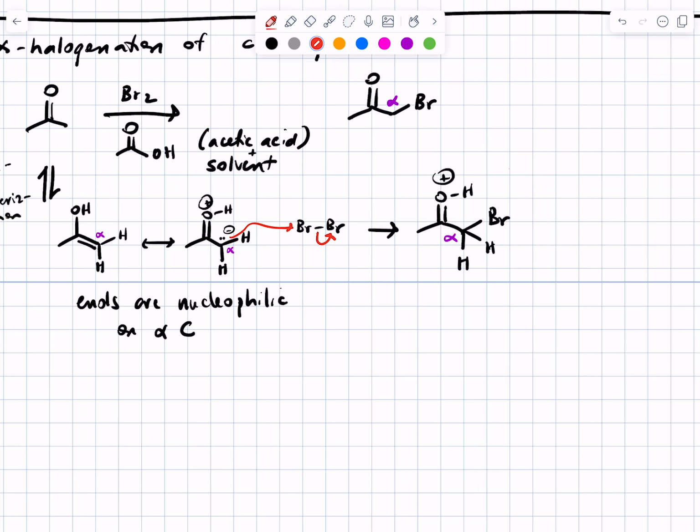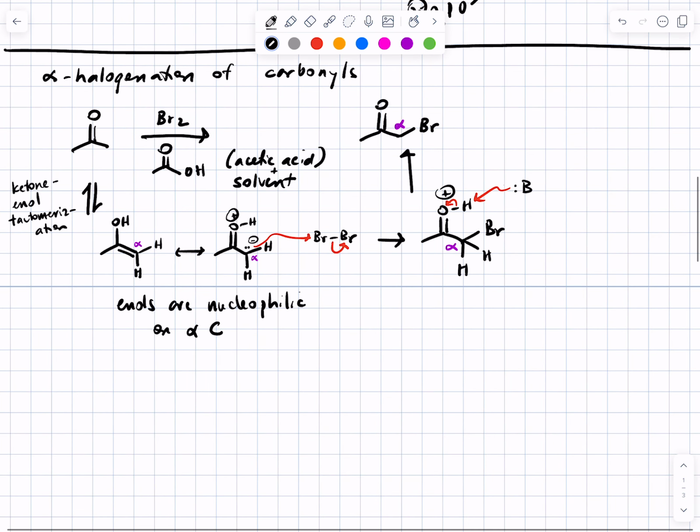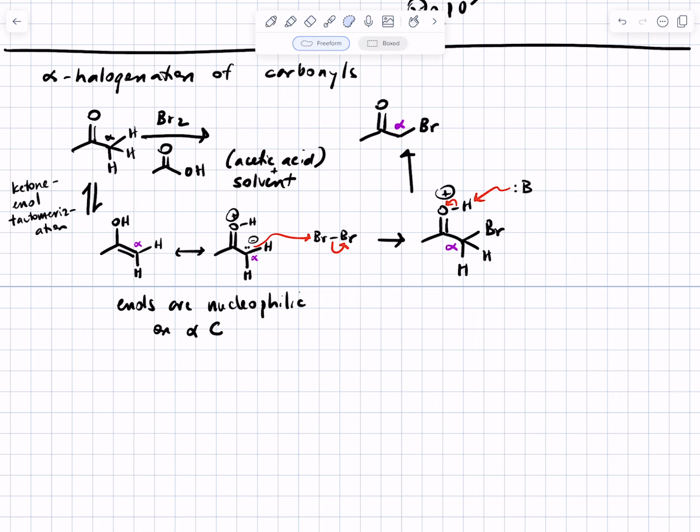Then some base, either the conjugate base of our acid or Br minus. We don't really care what it is. I'm just going to abbreviate it. Your text probably shows you what it is, but we don't care. We're going to remove the proton from the carbonyl oxygen to get the product. Okay? So that is a convenient way of replacing a CH bond on an alpha carbon with a very useful leaving group.